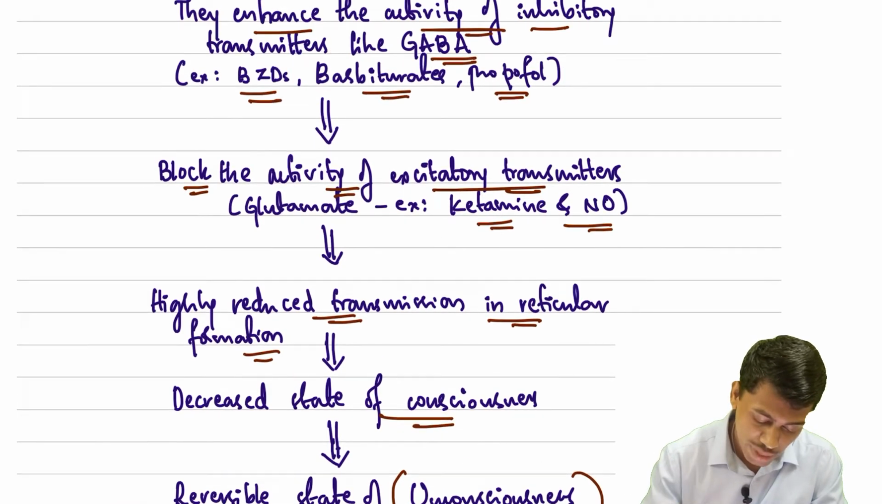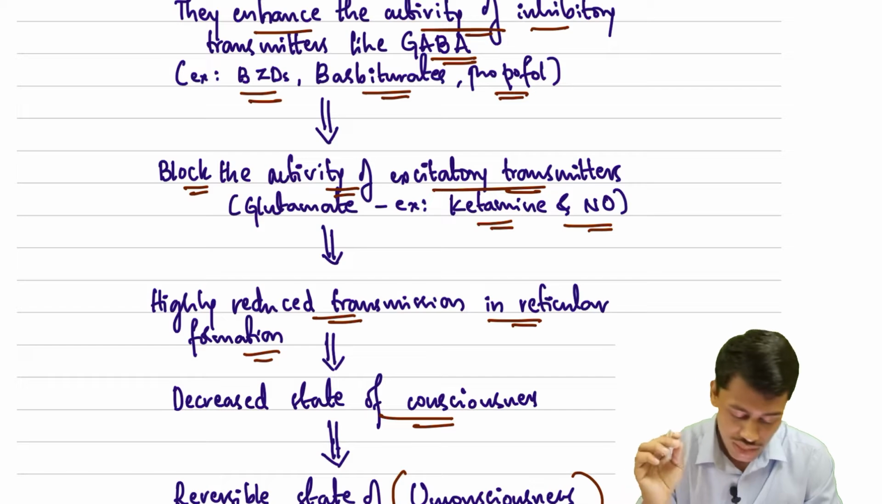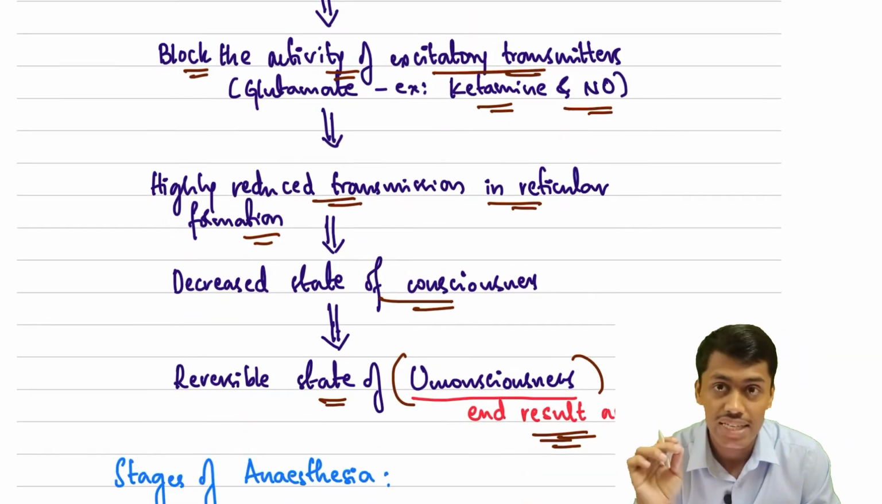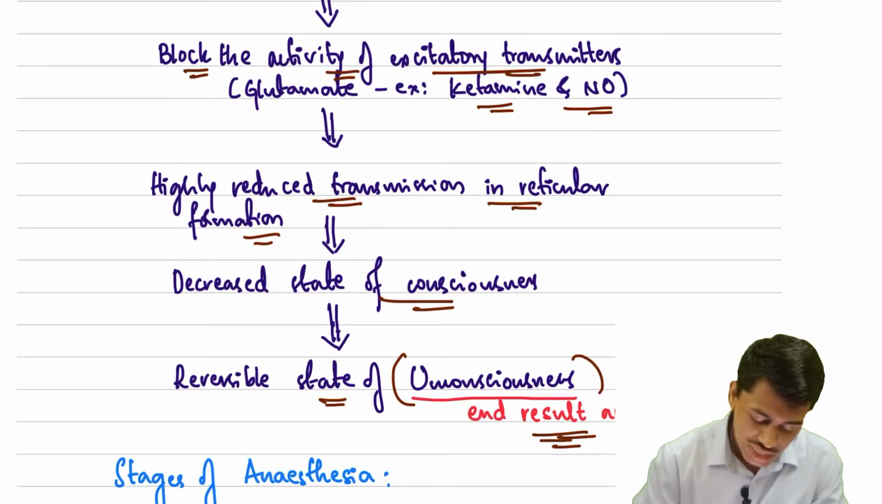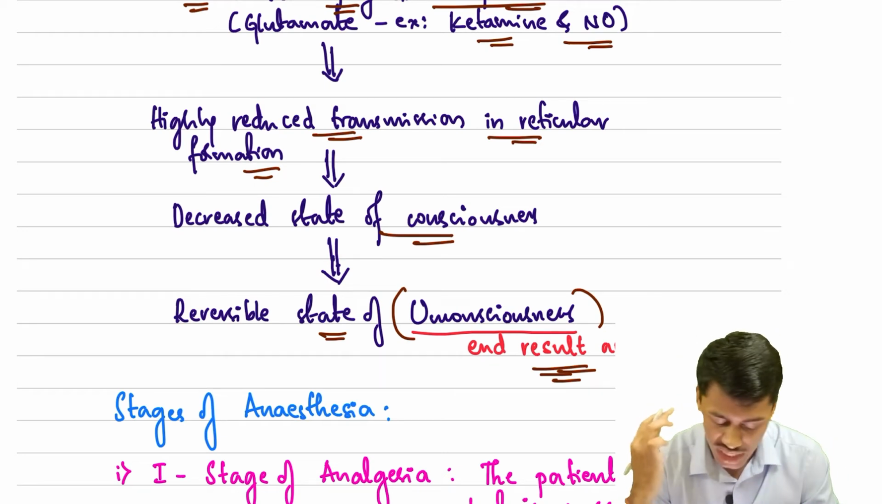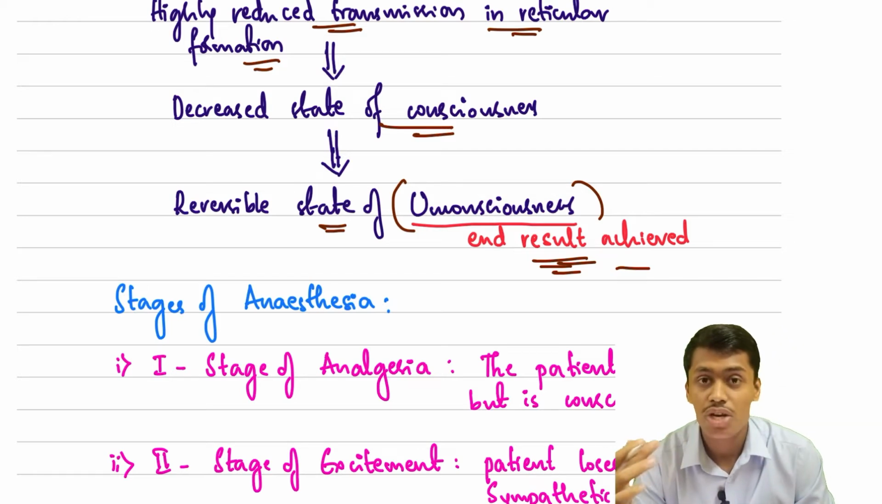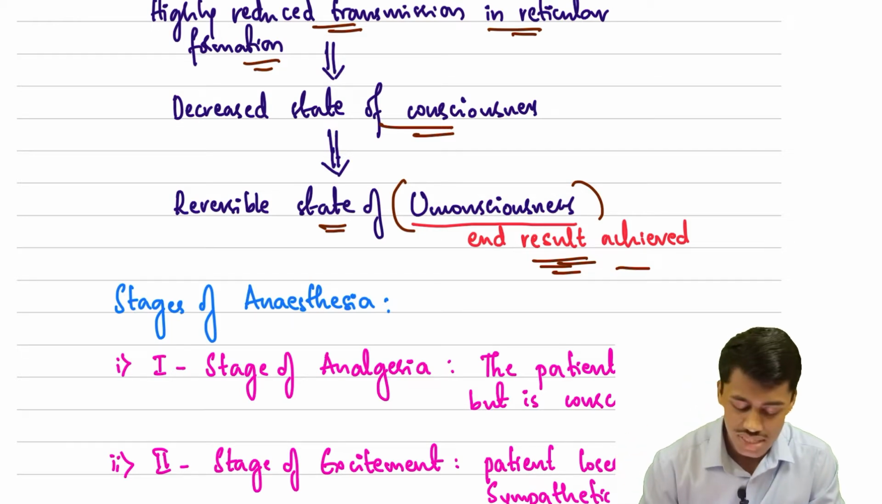So this is about the mechanism of action, that is they enhance the activity of inhibitory transmitters like GABA, and they block the activity of excitatory transmitters like glutamate. Then highly reduced transmission will be present in the reticular activating system, thus following a decreased state of consciousness in the patient, finally going into a reversible state of unconsciousness.